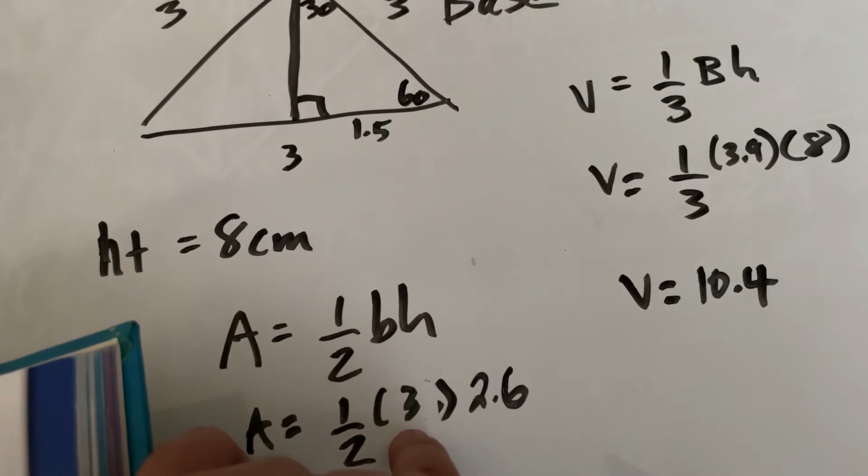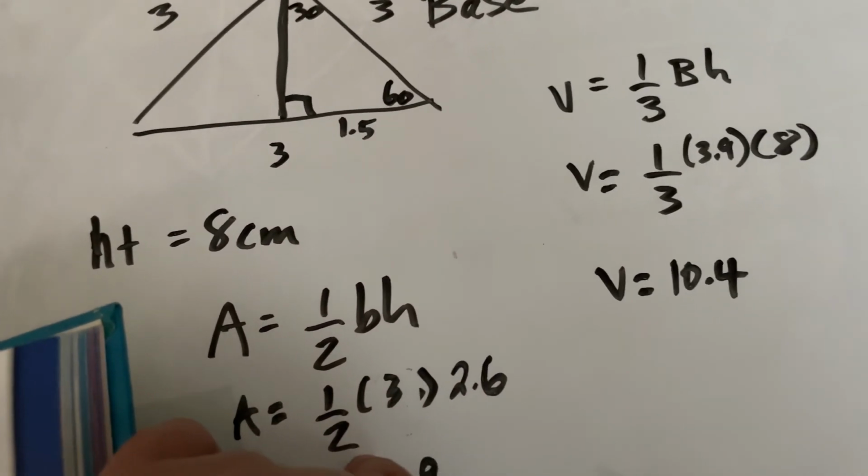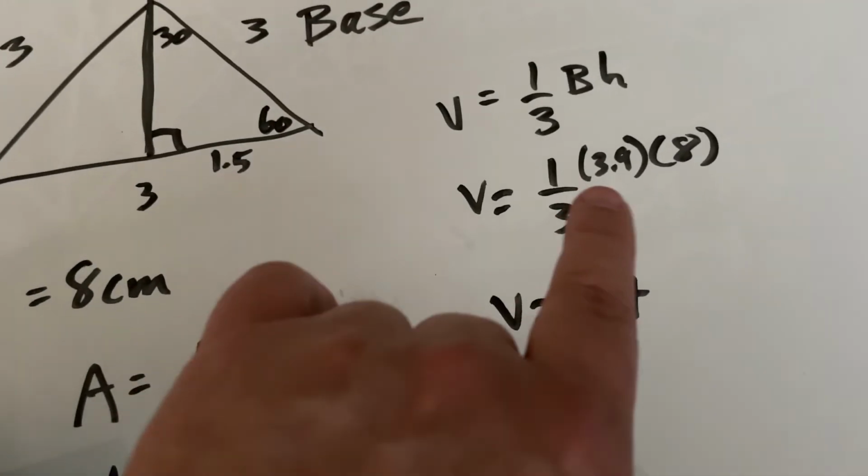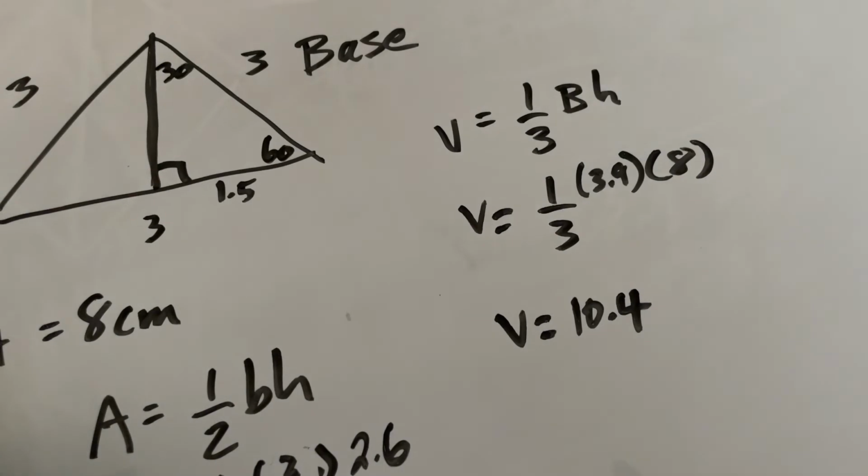We already said the base was 3. So that tells me the area of the base is 3.9. That's where that 3.9 came from right there for this formula.